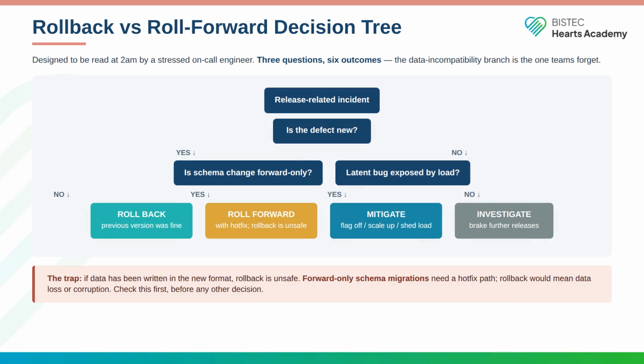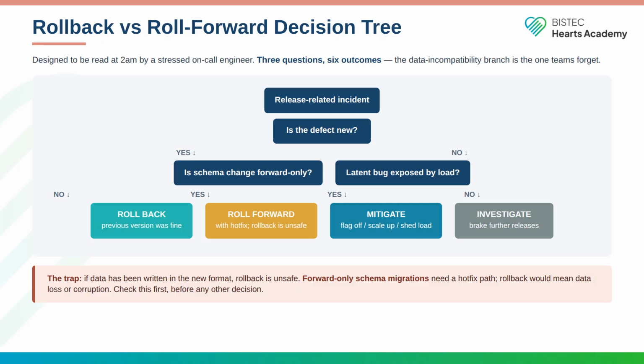This tree is designed to be read at 2 in the morning by a stressed on-call engineer. 3 questions, 6 outcomes. The data incompatibility branch is the one teams forget, so pay attention to it. Start. A release-related incident. First question, is the defect new? If yes, the previous version was fine, this release introduced it. The answer is rollback. If no, the defect existed before this release, and the new code path merely exposed it. Proceed to the second question.